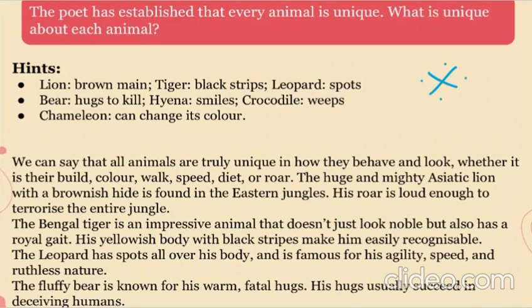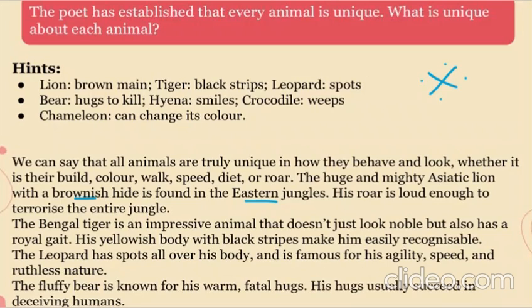Now, even every human being is different from each other, right? You might be good in something. Your looks are different. Even your friends' looks are different. You both are not the same, right? Every human being is different. Similarly, all the animals are also different. They do not have the same features. For example, the Asiatic lion is brownish in color. It lives in the eastern jungles, and its roar is very loud, to terrorize the entire jungle. So that is for the lion.